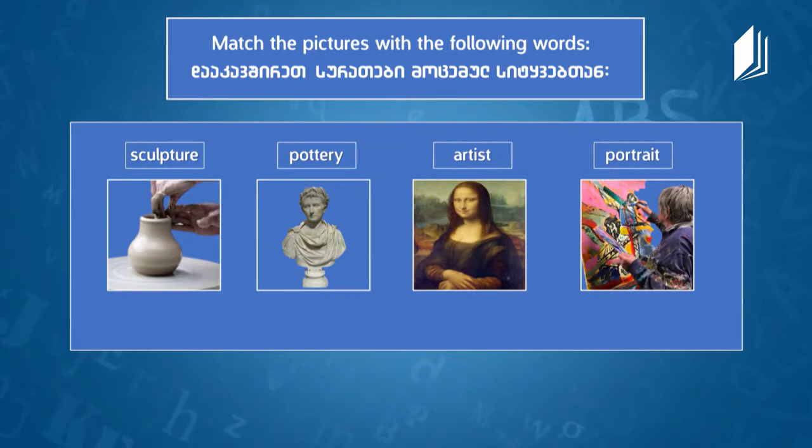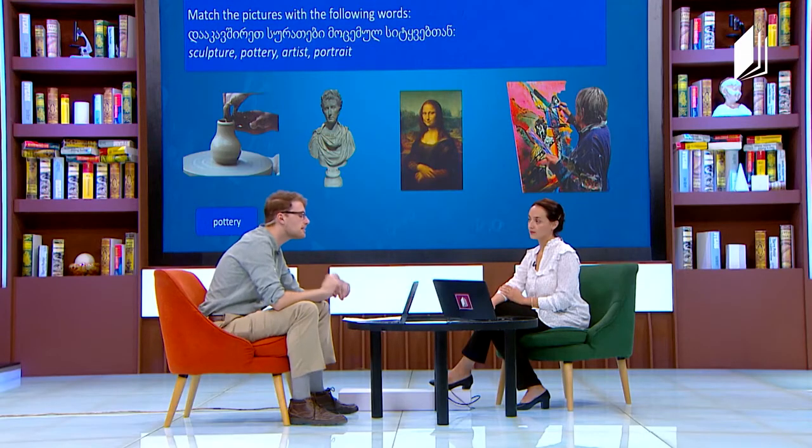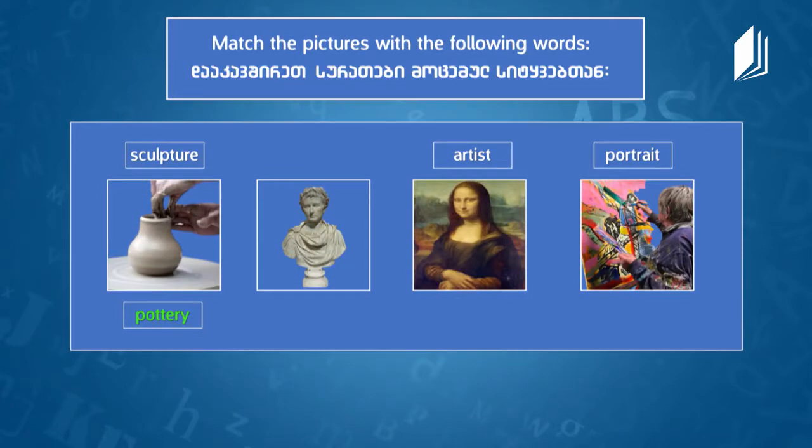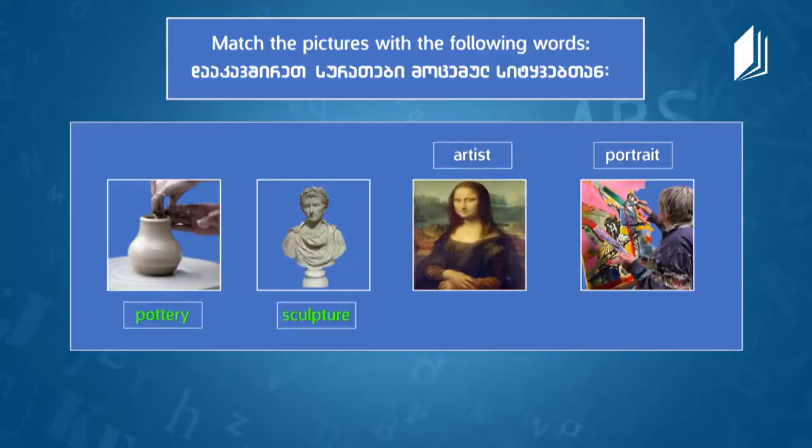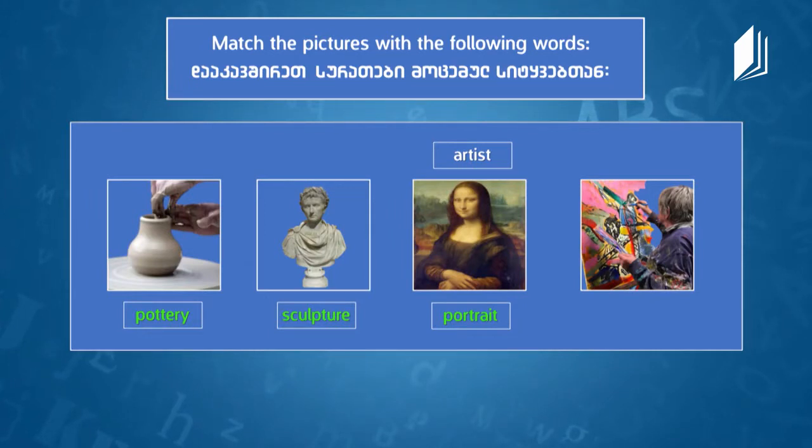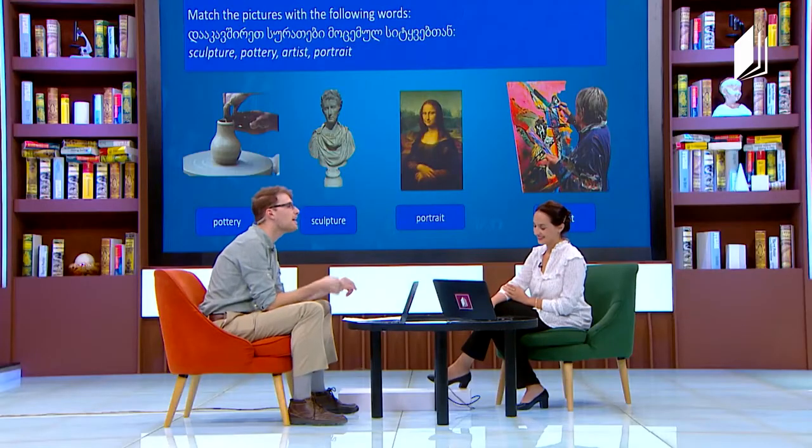So for the first picture, what does it look like to you all? It looks like there's a hand making something out of clay. Oh, that's right, it's pottery. Great job. And the next picture, you can use pottery to make these kinds of things, and this kind of thing is sculpture. And the third one, I see kind of painting, and this is, yes, you are right, this is portrait, good job. And the last one, this is a person who paints. Yes, this is the last word, artist. Great job, Lika and everyone.